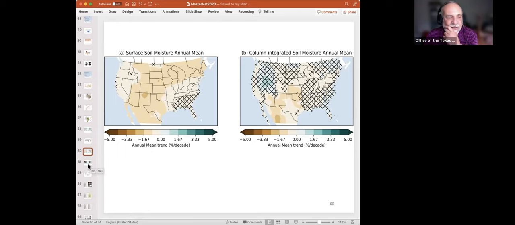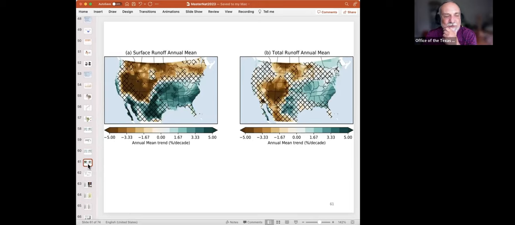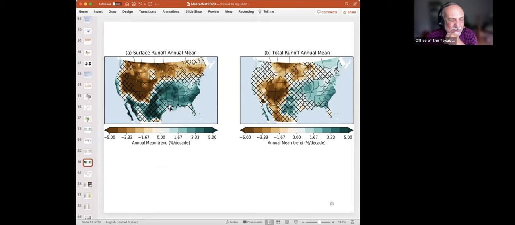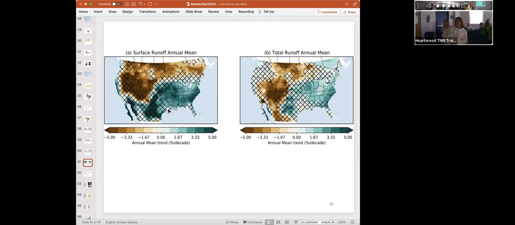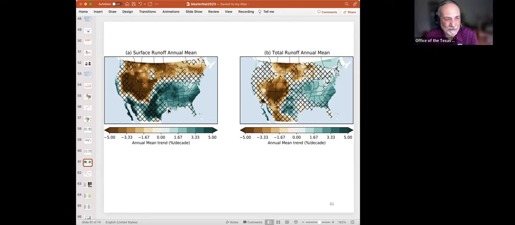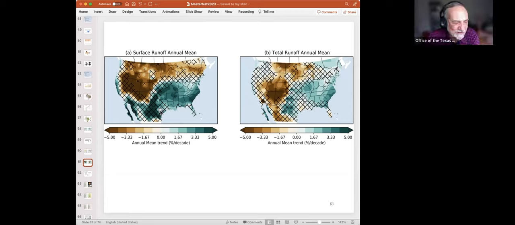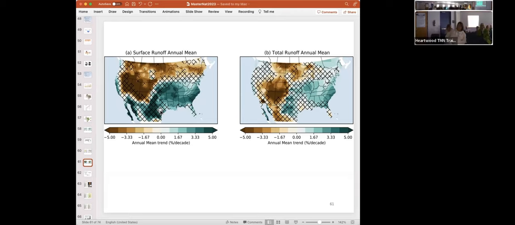Now the flip side for less water soaking in is more water running off. And here we're seeing, this is surface runoff. This is the one to focus on. It's mostly green across Texas, which means the model average is for more runoff, more water in streams. There's a lot of cross-hatching here. We've got to simulate several different physical processes before we get to the runoff part. And so it depends a lot on how the model is set up as to what sort of answer it gets. But at least there's a good reason to expect that we might see an increase in runoff.